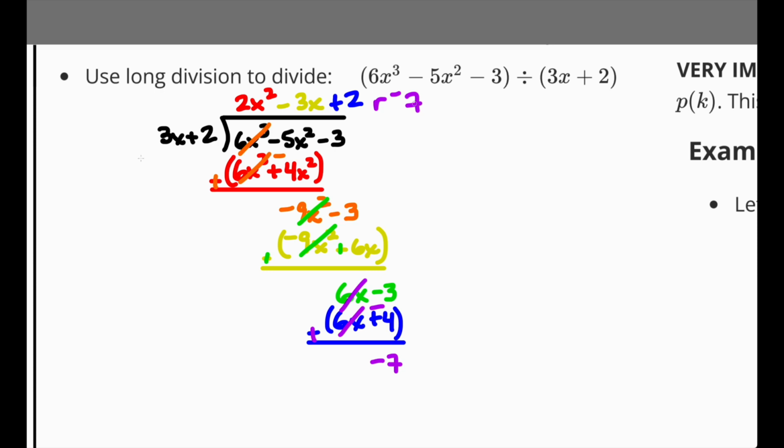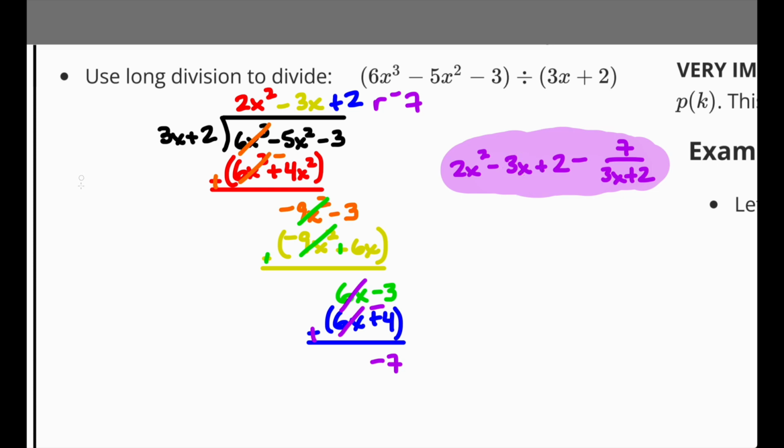Now the fully simplified way of writing this would be 2x squared minus 3x plus 2 minus 7 over 3x plus 2. And that's the final answer for this one. The remainder is negative 7, but if you had to write it as a fraction at the end, it would be negative 7 over 3x plus 2.